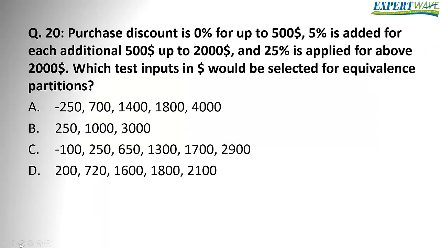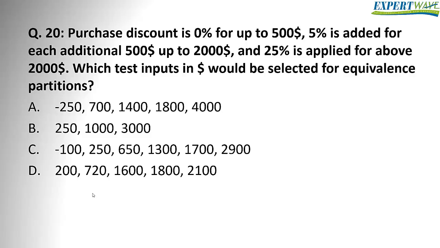Question number 20. Purchase discount is 0% for up to $500. 5% is added for each additional $500 up to $2,000, and 25% is applied for above $2,000. Which test inputs in dollars would be selected for equivalence partition?